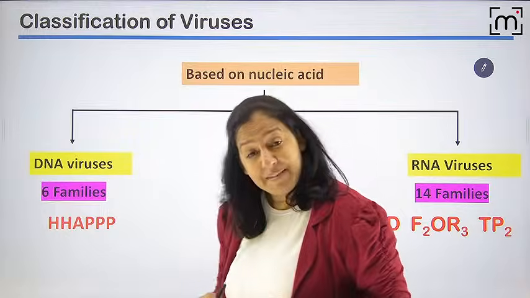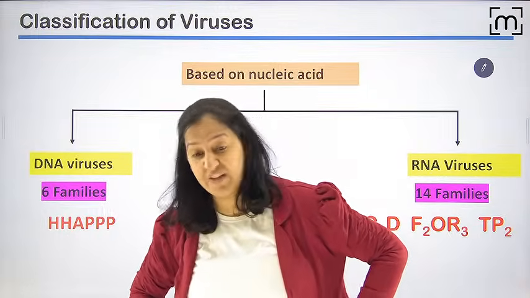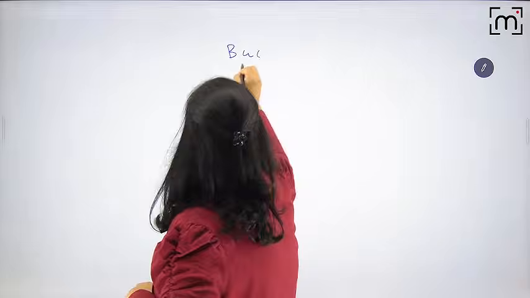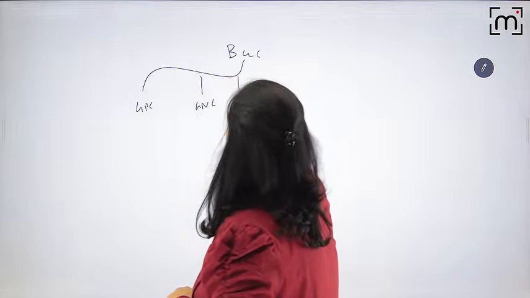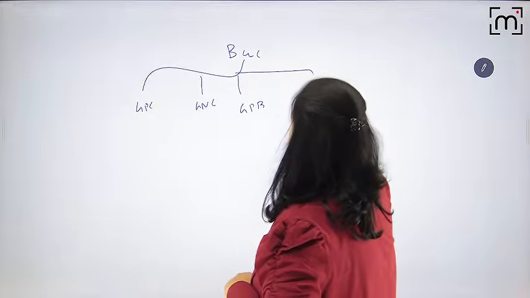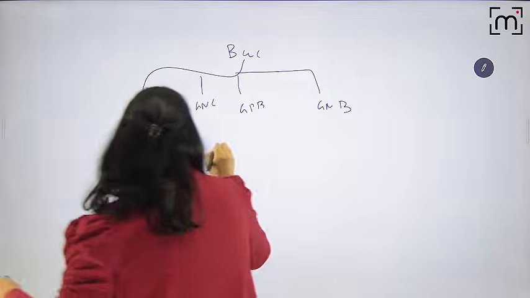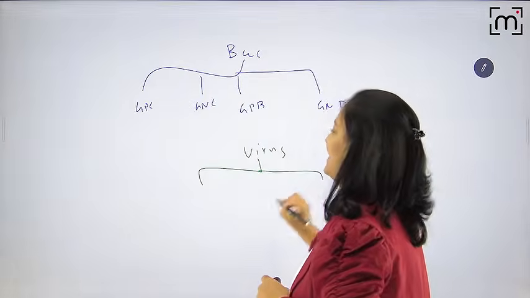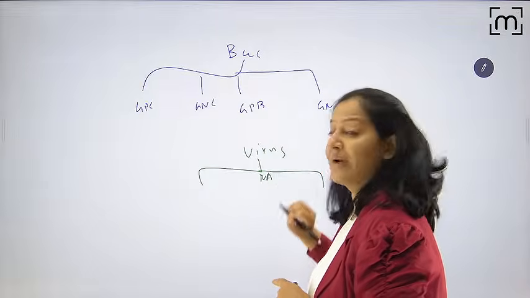Now, tell me the classification of virus. We have seen the classification of bacteria. The most common classification of bacteria is gram stain. Based on gram stain, we classify the bacteria into 4 categories: GPC, GNC, GPB and GNB. Yes or no? So let's classify virus. We classify virus based on nucleic acid. Here is the classification based on gram staining, and here is the classification based on nucleic acid.